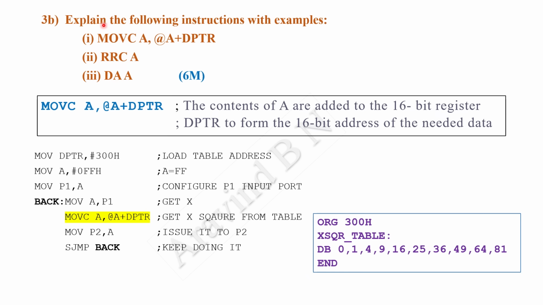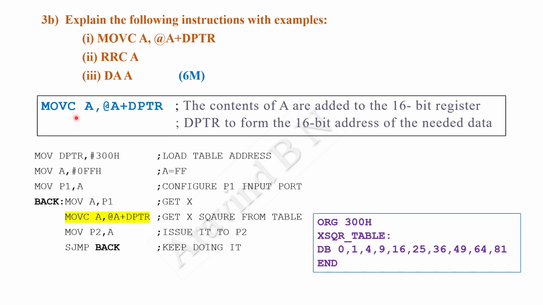Now 3b, explain the following instructions with examples. First one, MOVC A, @A+DPTR. Second one, RRC A. Third one, DAA. This is for 6 marks.